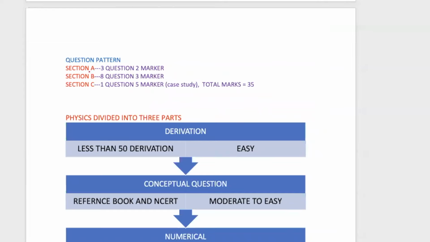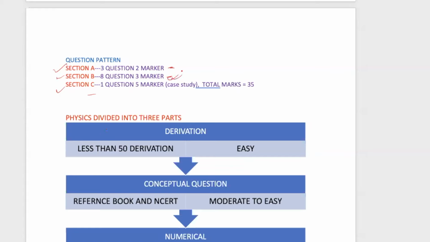It is divided into three sections: Section A, Section B, Section C. Section A has 3 questions of 2 marks. Section B has 8 questions of 3 marks, and Section C involves a case study or basically a comprehension type, where a few parts of the question are given, 1 A, B, C, D, E, and each contains 1 mark. You have to attempt it.